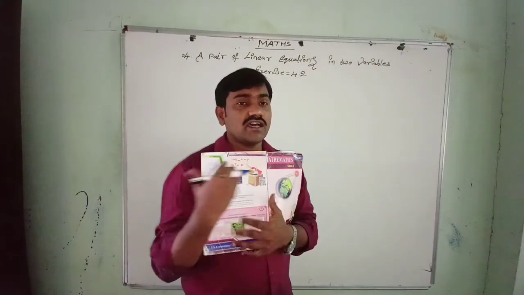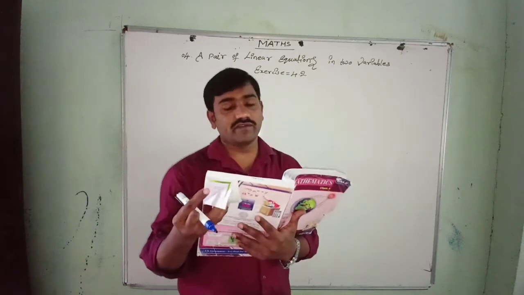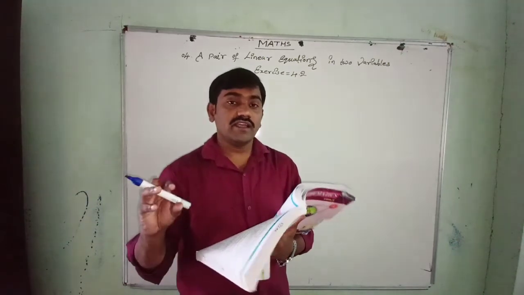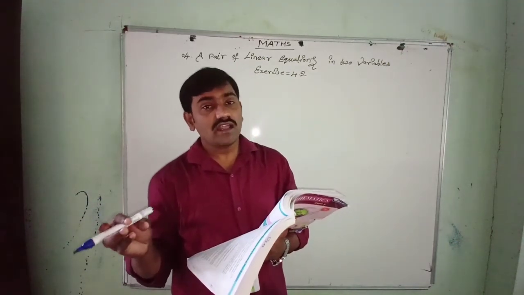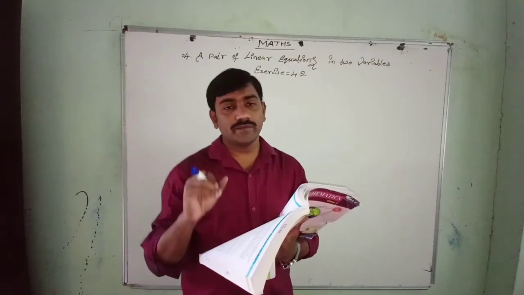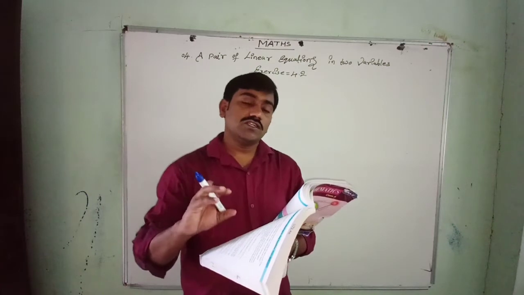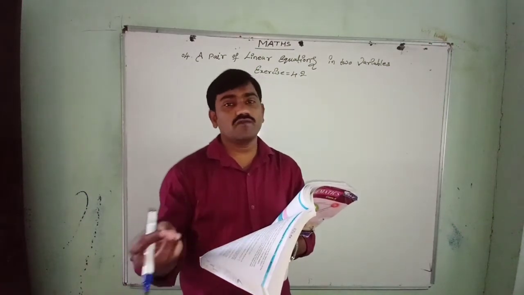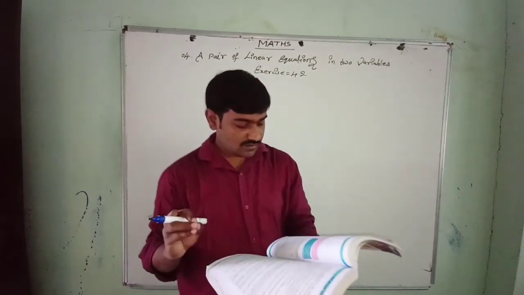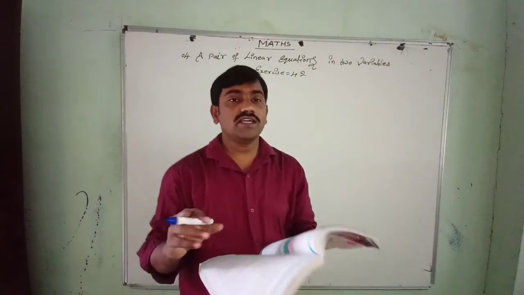So their incomes are in the ratio 9:7. Then expenditures are in the ratio 4:3. Then each of them managed to save 2000 rupees per month. Then we have to find out what is their monthly income.